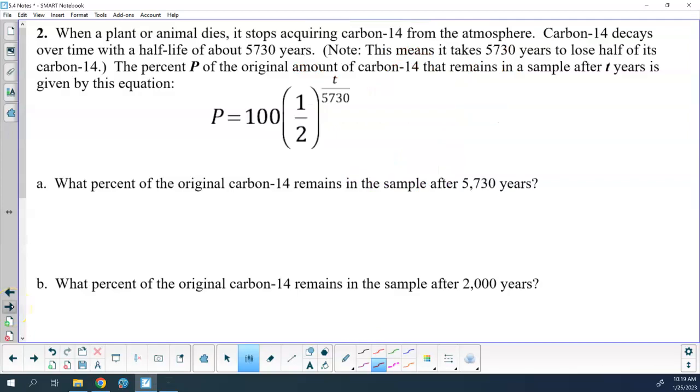So, then, you do this one. When a plant or animal dies, it stops acquiring carbon-14 from the atmosphere. Carbon-14 decays over time with a half-life of about 5,730 years. This means it takes 5,730 years to lose half of its carbon-14. So if it started with 5 grams of carbon-14, in 5,730 years, it's going to have 2.5 grams left. Okay? So that percentage P is given by that equation. Answer me those 4 questions.